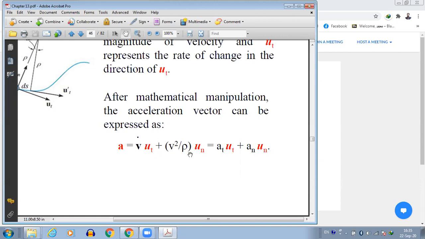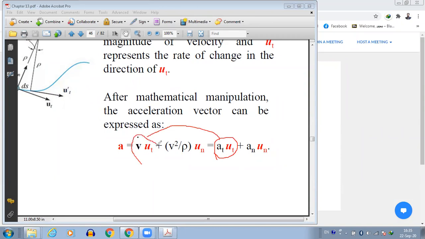So we have two components of acceleration. One component of acceleration is in the tangential direction. Let's call this AT. It will be in the tangential direction, and this is basically the regular differential of velocity with respect to time. Then we have another component of acceleration, which is AN, the normal component of acceleration in the normal direction. And what will be the magnitude of this normal acceleration? It's v square upon rho. So we have two components of acceleration here.